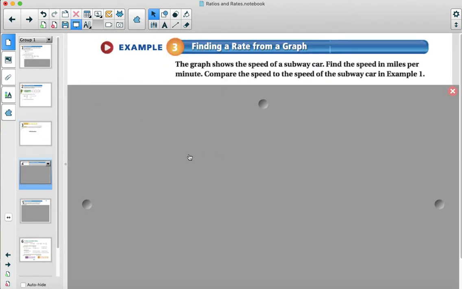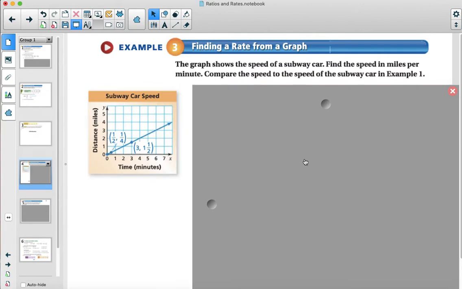Okay, now, this graph shows the speed of a subway car. Find the speed in miles per minute. Okay, so the time is minutes, the distance is miles, so miles per minute. Ideally, if you could figure out what this was right here, that's 1 minute, and what the distance was, but in this chart it's a little hard to see. So one option is you could go find another spot. So I see 2 minutes is 1 mile. So how much would that mean? How much distance would you travel in 1 minute? If we divided each of them by 2, we'd find that we get a half a mile in 1 minute.